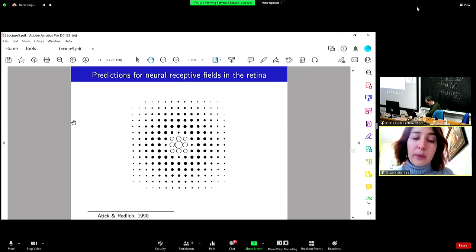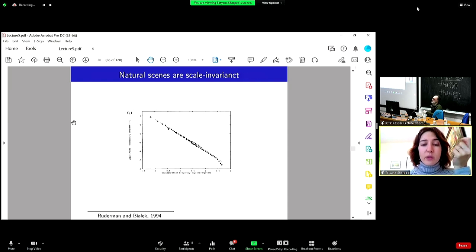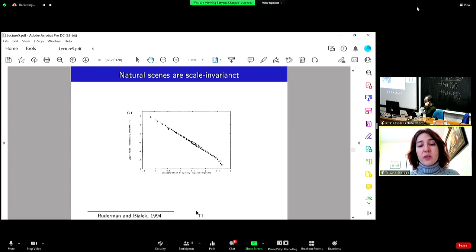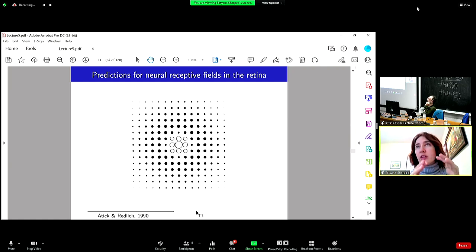And so Atick and Redlich used this, and they said, if you go back to our equation, which is constant minus noise divided by the signal, so one component is 1 over square root of signal power, and so this is 1 over f squared, so the square root is 1 over f, and so when we invert this, you will get some kind of a filter that is a bandpass filter. So that was the first prediction, that neurons in the retina should integrate within one region and then subtract from a broader region. So that was one of the first explanations for the center surround structure of receptive fields in the retina.